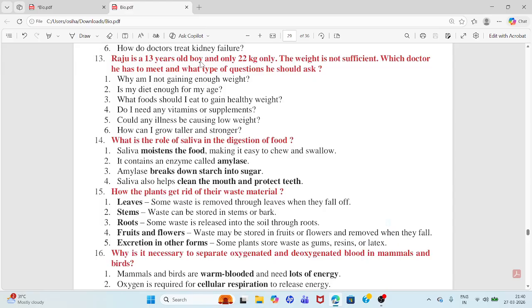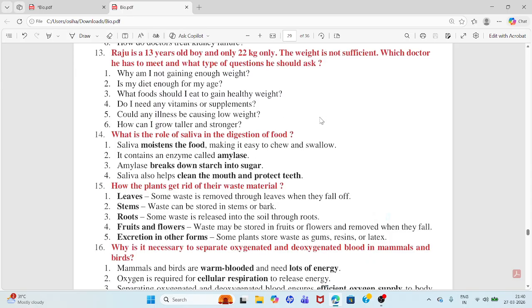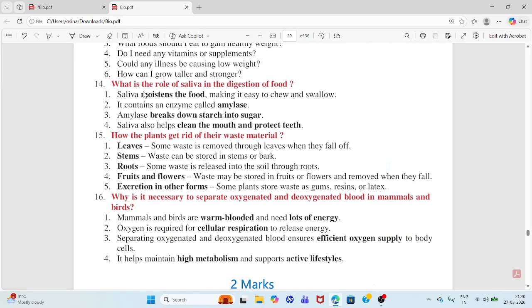Okay. 13th question. Raju is a 13 years old boy and only 22 kgs only. The weight is not sufficient. Which doctor he has to meet and what type of questions he should ask. So these are the questions. Learn this. 14th question. What is the role of saliva in the digestion of food?